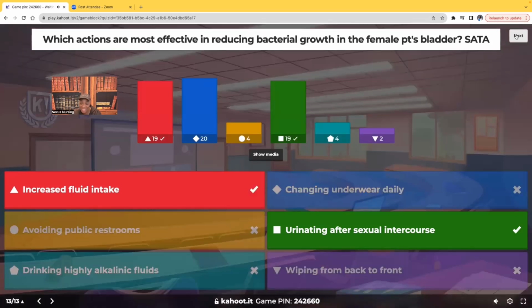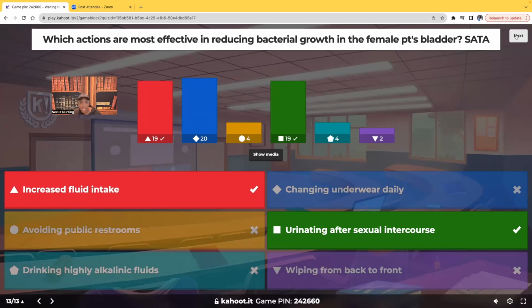Okay, let's talk about this, guys. We'll go in order. So the first one, increase fluid intake, absolutely. Increasing fluid intake flushes your system, it flushes your bladder, you get those pathogens out, absolutely true. 20 of you guys chose changing underwear daily. Now, this is a wonderful hygienic practice, it's something you should do, but it doesn't reduce bacterial growth in the bladder. We're talking about bacterial growth in the bladder. So that's false. Avoiding public restrooms, that does not reduce bacterial growth in the bladder.